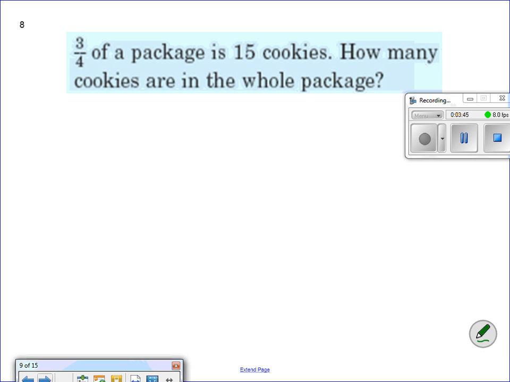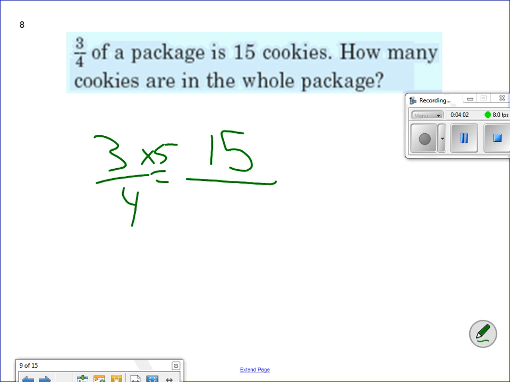3/4 of a package is 15 cookies. How many cookies are the whole package? So 15 cookies is not the whole package. So if we know it's not the whole package, we know that 15 is my numerator. So if 15 is my numerator, that means I have to do 3/4 into 15. We're going times 5. We're going times 5 gives me 20. My whole package is 20 cookies.